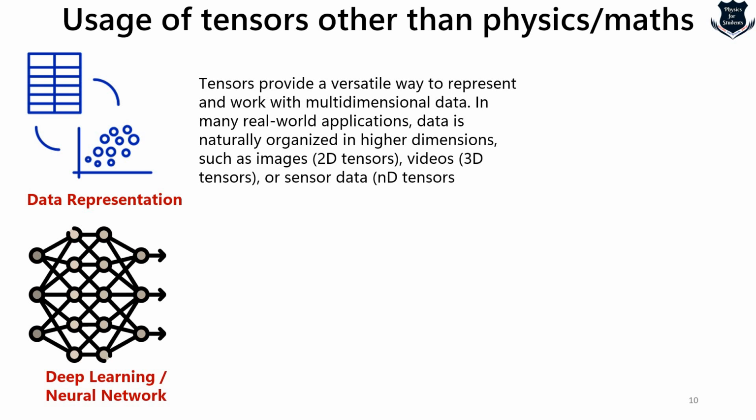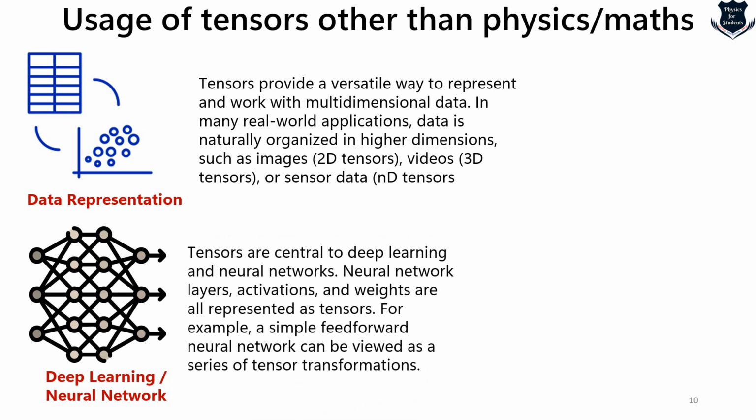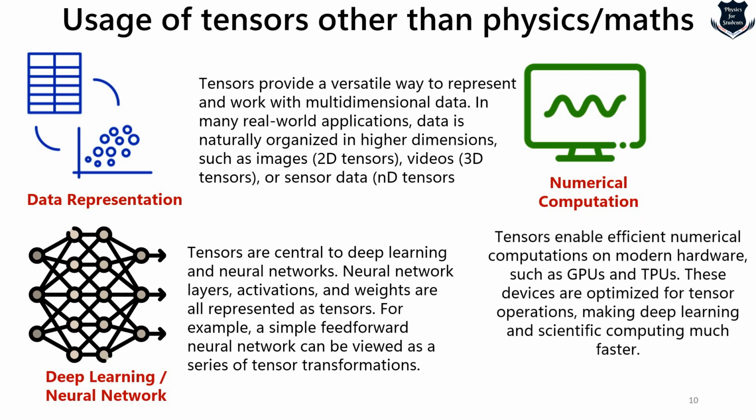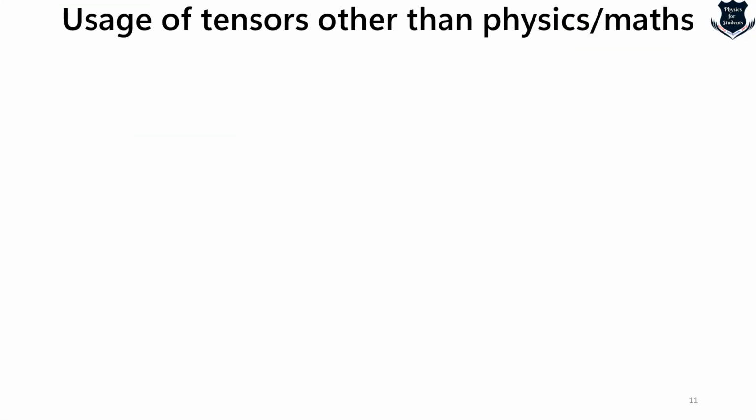All are using tensors. Most importantly, deep learning and neural networks, we will see those software and how learning tensors are actually advantageous. Neural networks, layers, and activations require tensors. A simple feed-forward neural network can be viewed as a series of tensor transformations. Numerical computation, as you see with GPUs and TPUs and modern hardware, is also organized and optimized for tensor operations. So deep learning, neural networks, and numerical computation all work on tensors. So you understand the importance.